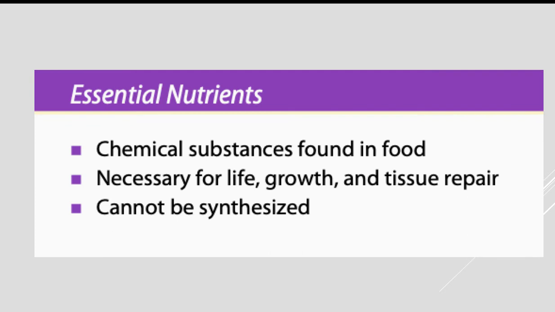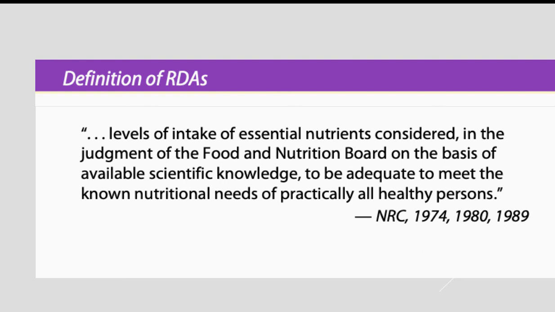Essential nutrients. The term essential sometimes gets confused. In terms of biochemistry and nutrition, essential means that the chemicals cannot be synthesized by the body. They're chemical substances found in food. They're necessary for life, growth, and tissue repair. But the main thing that differentiates essential from non-essential is that they cannot be synthesized in the body. Definition of RDAs, or recommended daily allowance: the level of intake of essential nutrients considered in the judgment of the Food and Nutrition Board, on the basis of available scientific knowledge, to be adequate to meet the known nutritional needs of practically all healthy persons.